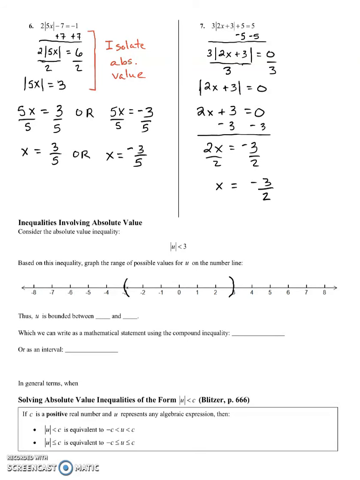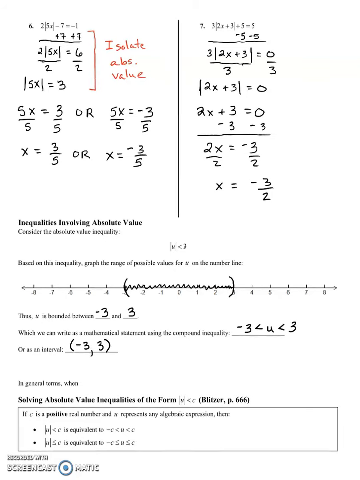And the distance from 0, anywhere in between there, is less than a distance of 3. So u is bounded between -3 and +3. We can write that as a mathematical statement using what we call a compound inequality, which is -3 < u < 3. Or as an interval, we can use (-3, 3), and since it was less than, we use parentheses because we do not include the endpoints.